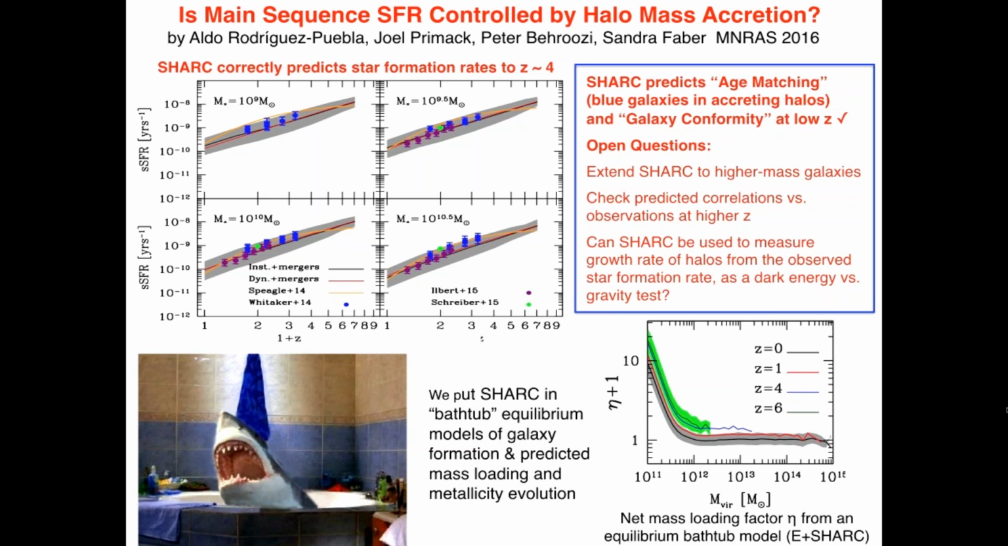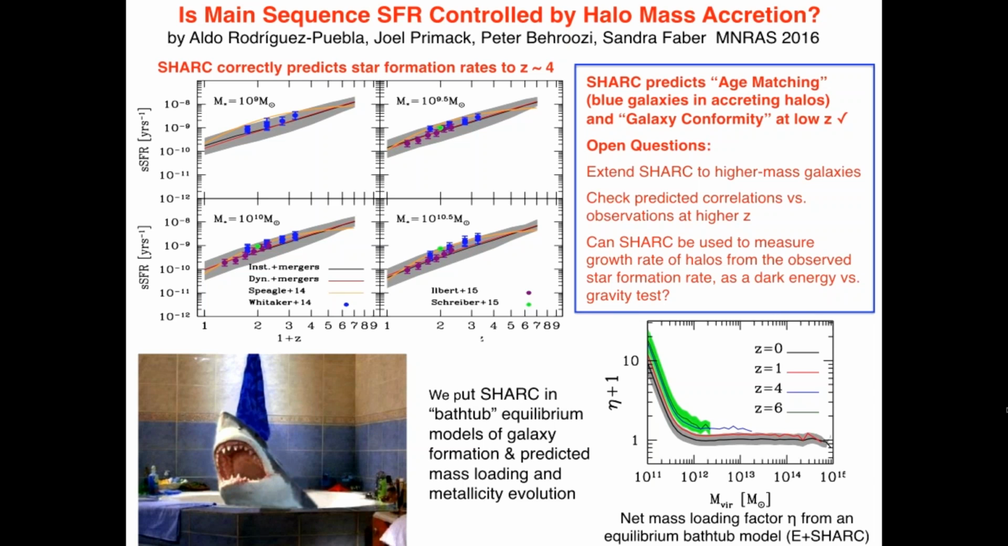Age matching, the idea that blue galaxies are in accreting halos and red galaxies are in high concentration, not accreting halos, is predicted by SHARC, and it's consistent with observations, as the Hearin-Watson papers showed. And it's also known that galaxy conformity, observed in nearby galaxies by Kauffmann et al. 2013, is also predicted by SHARC. So SHARC does really appear to work extraordinarily well as far as we've tested it.